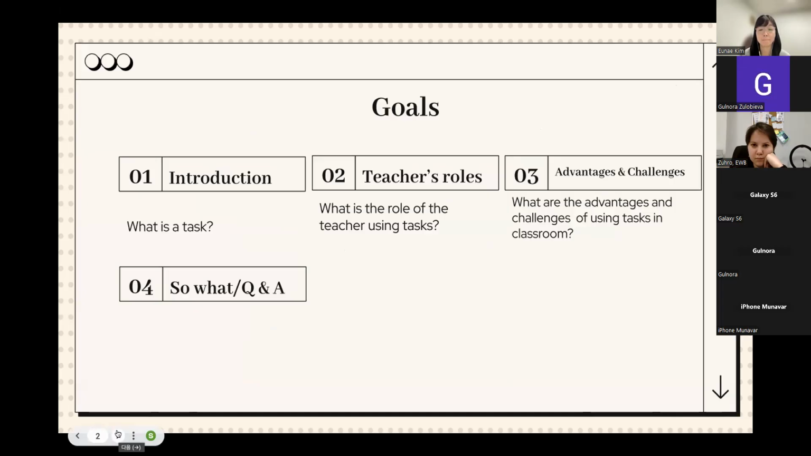Also, we'll discuss the teacher's role in using tasks in the classroom. Even though we know something is good, right? So we'll discuss some advantages of using tasks in the classroom, but even though we know something is good, it can be challenging to implement something new in our classroom. So I hope you can see yourself implementing tasks in your classroom after this session.